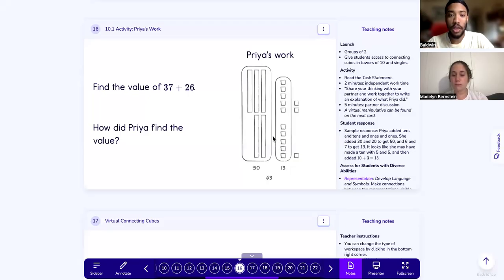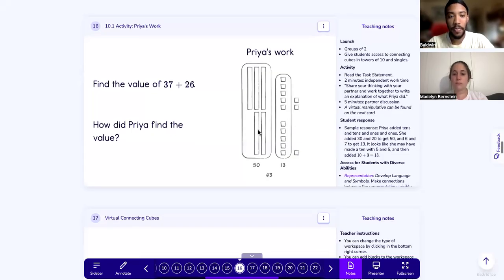That's all that's trying to show you, that a 10 stick is composed of 10 ones. So she knew that adding 7 plus 6 would give her 13. She can't put 13 ones in a 10 stick. So she put her 10 ones in a 10 stick and then put her last three ones outside of the 10 stick.